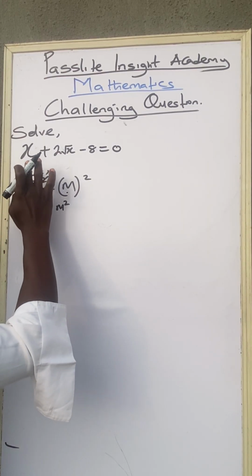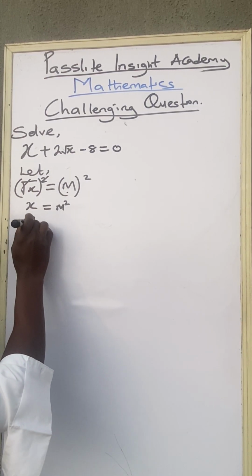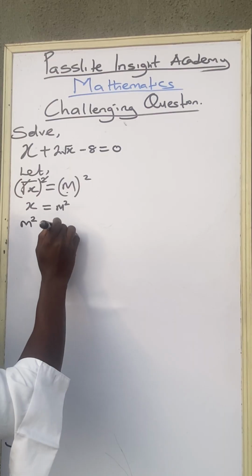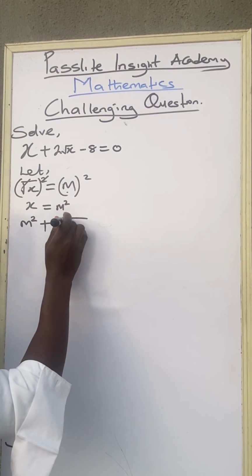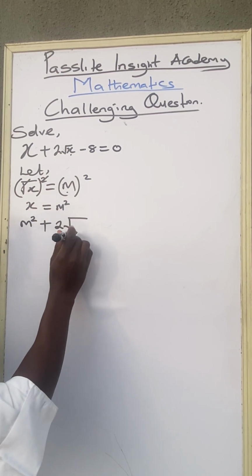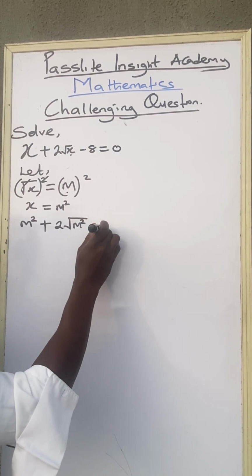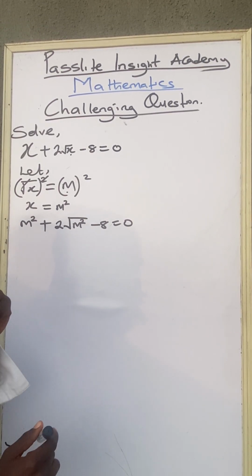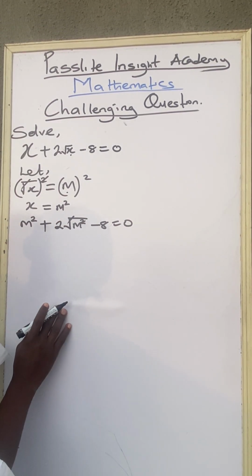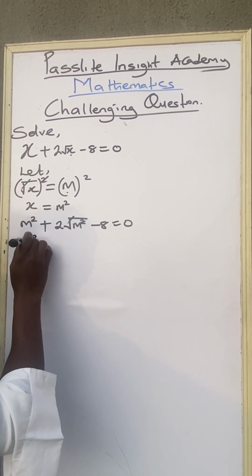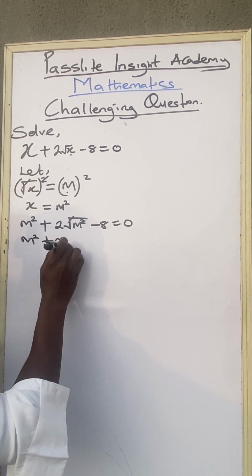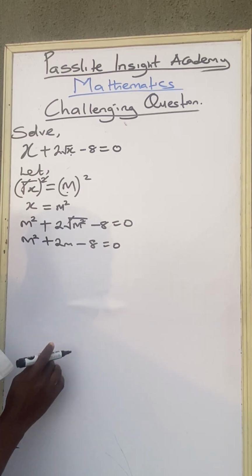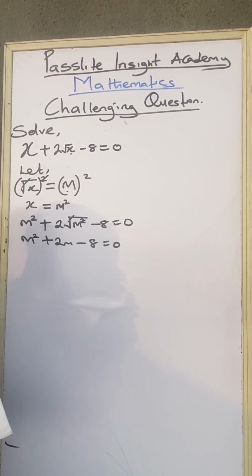So let's see now. Your s is m², plus 2 times your root s, which is m, minus 8 equals 0. The square cancels the square root. So m² + 2m − 8 = 0. This is a quadratic equation.